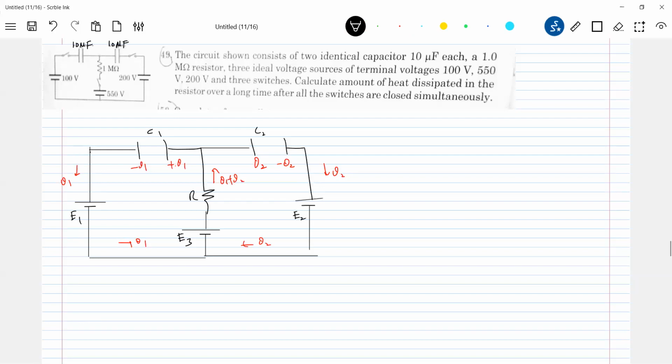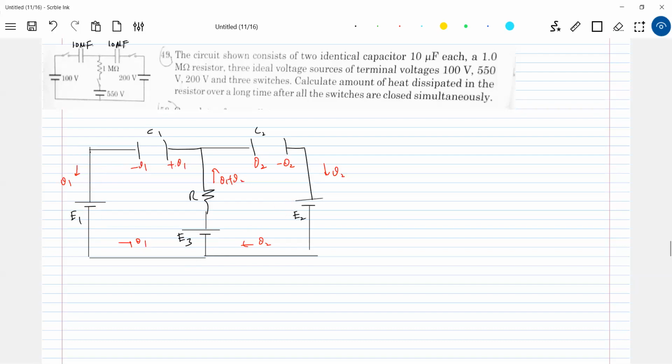So look at this battery E3. It will push a charge Q1 plus Q2. Then what charge entered the positive terminal, Q1? The same charge should leave the negative terminal. And what charge left the positive terminal of cell E3? That much charge, Q1 plus Q2, should enter. So the conservation of charge principle is obeyed.